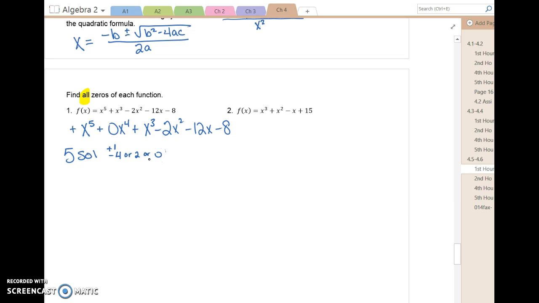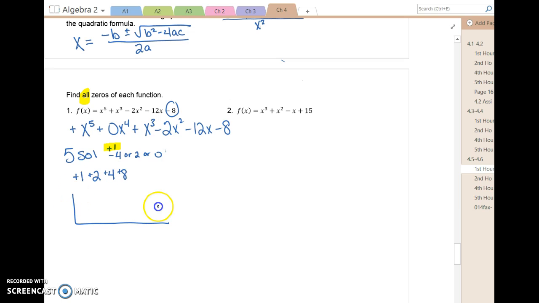There is a chance that we will have no negative solutions. So we need to test the positives so that we're guaranteed to get a solution. Our possible solutions, if we look at our constant term negative 8, the factors of negative 8 are 1, 2, 4, and 8. And we are going to be testing the positive versions of those numbers.